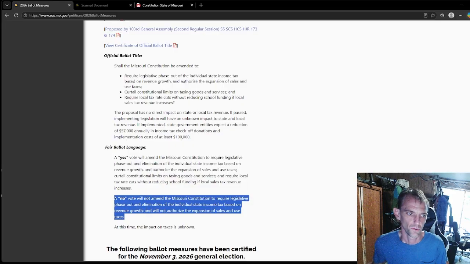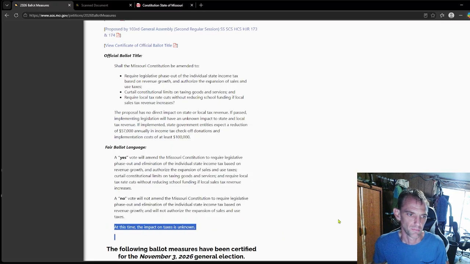A no vote will not amend the Missouri Constitution to require a legislative phase-out and elimination of the individual state income tax based on revenue growth and will not authorize the expansion of sales and use taxes. At this time, the impact on taxes is unknown.